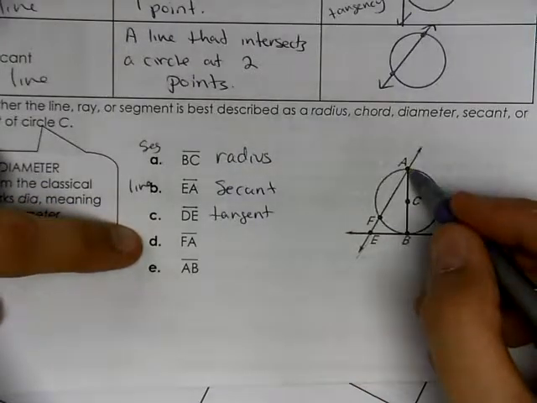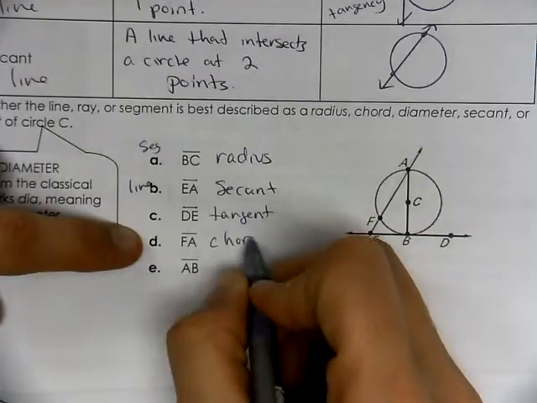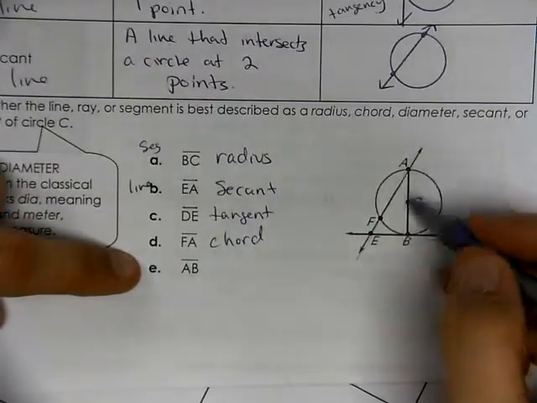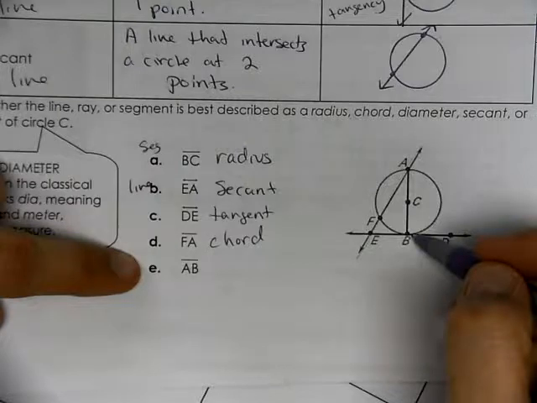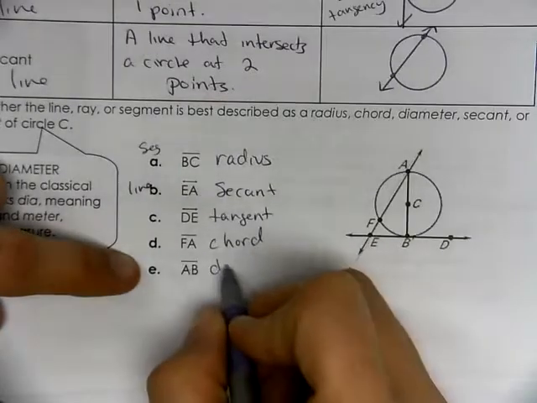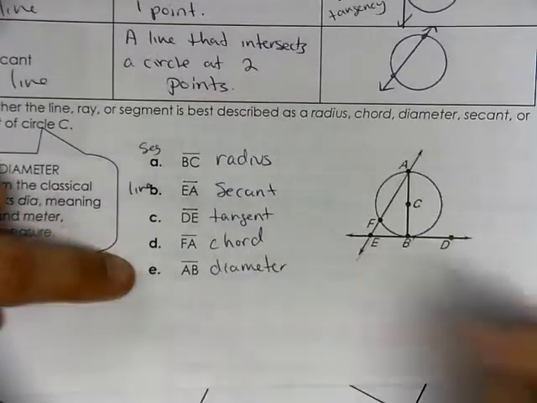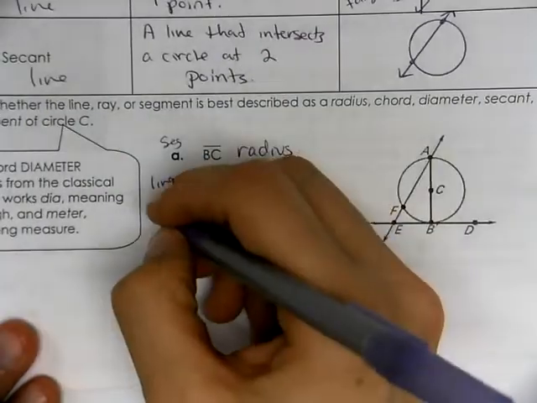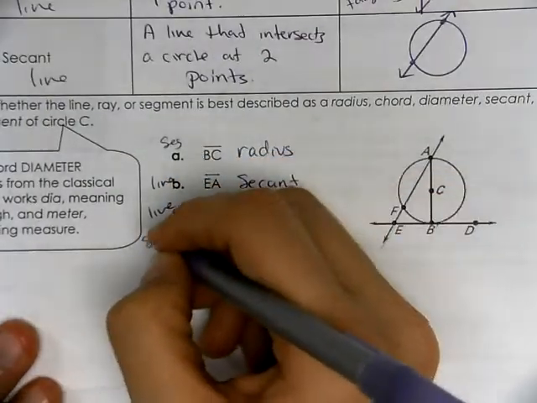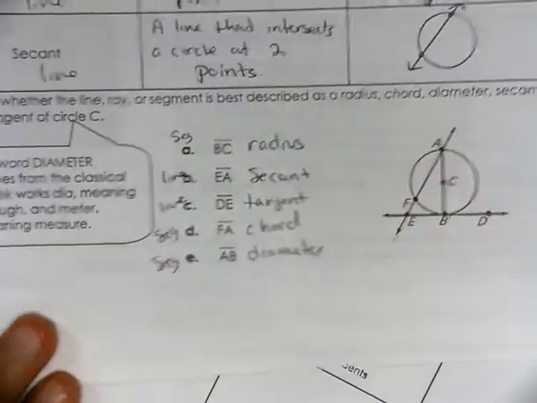Segment FA. Chord. Segment AB. So again, this was a line, segment, segment.